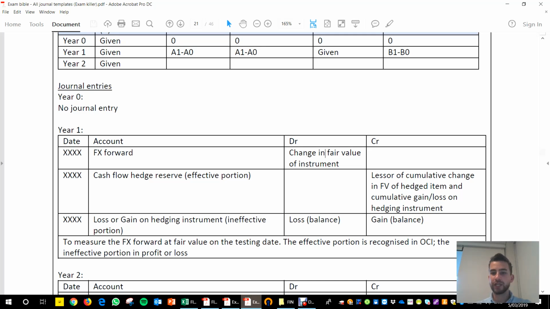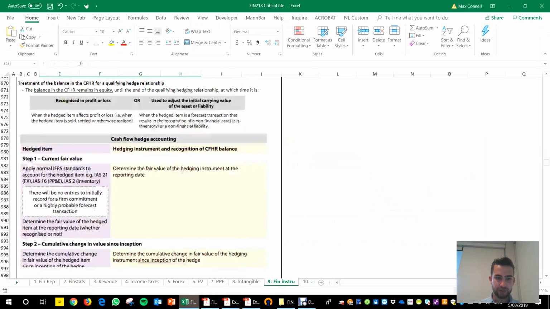So in this example, we've got a gain, change in fair value of instrument. So we're going to debit FX forward. And the other side is the cash flow hedge reserve, effective portion, which is going to be the difference. The other side is this one here, so loss or gain on hedging instrument, ineffective portion. So the other side of this is the effective portion here. So we're going to go lesser of cumulative change in fair value of hedged item and cumulative gain or loss on hedging instrument. So let's just go back to our notes and put that into context.